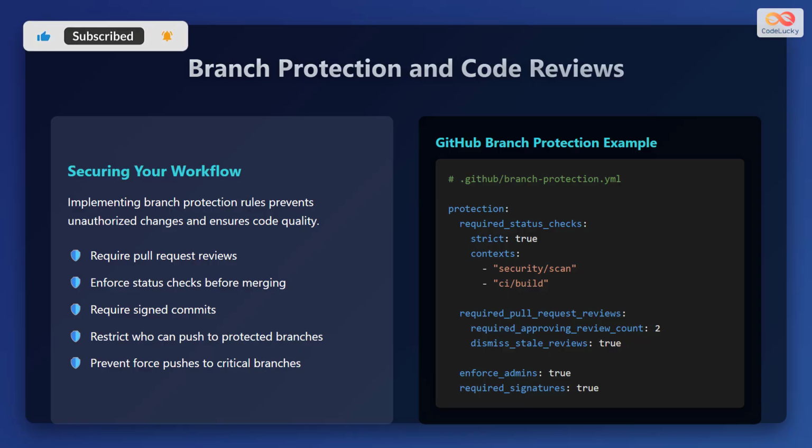Here's an example of a GitHub branch protection configuration file. Protection specifies the branch protection settings. Required_status_checks specifies that the status checks must pass before a branch can be merged into. Required_pull_request_reviews specifies the number of approvers required and whether stale reviews should be dismissed. Enforce_admins indicates whether administrators are also subject to these rules. Required_signatures specifies that all commits on the branch must be signed.